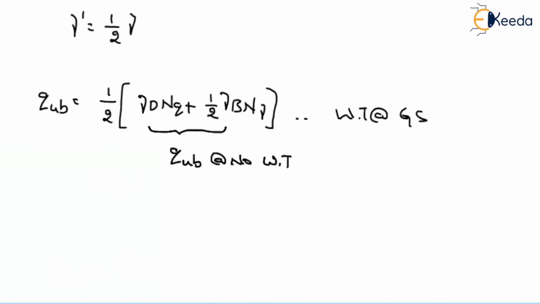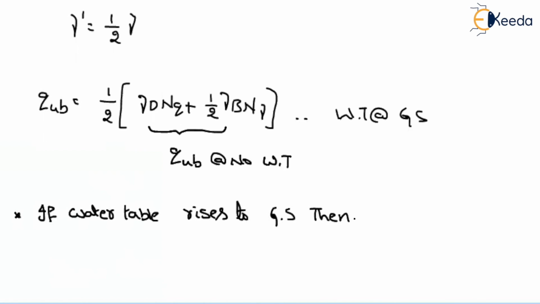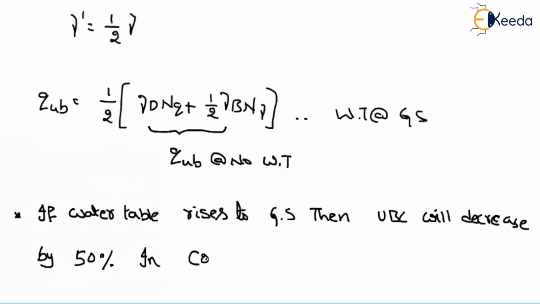That means we can say, if water table rises to ground surface, then ultimate bearing capacity will decrease by how much? Ultimate bearing capacity will decrease by 50%. In which type of soils? In cohesionless soils. This is very, very important.